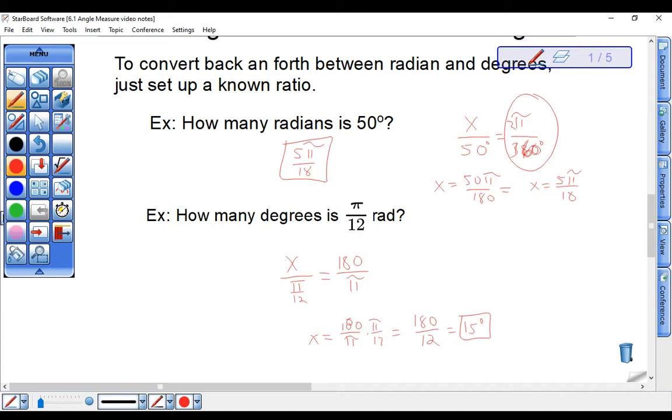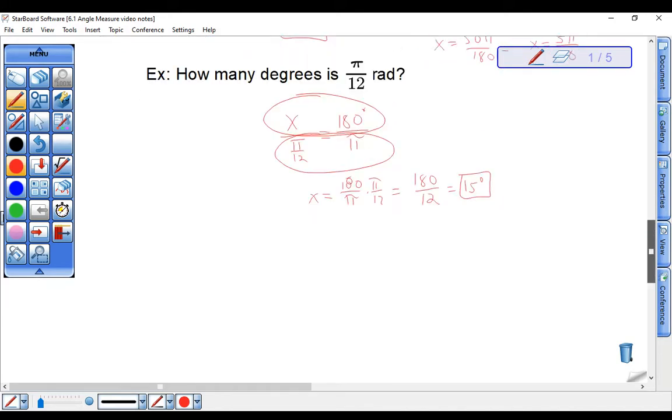You do the exact same thing. Okay, just set up a common ratio. Make sure that the relative locations are all the same. Like on the second example, the degrees were both in the numerators and the radians were both in the denominators. On the first example I did, the radians were both in the numerator and the degrees were both in the denominator. So either way you go. Okay? All right.